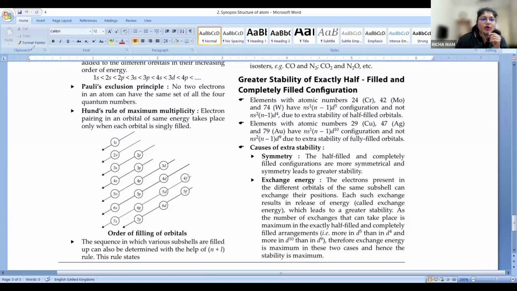So we have to follow the Aufbau principle. It states that the filling of electrons takes place from lower energy orbital to higher energy orbital. So it starts from 1s, then it goes into 2s, then 2p, 3s, 3p, 4s, and so on. Like this it will follow. So from lower energy orbital to higher energy orbital, the electron filling takes place.